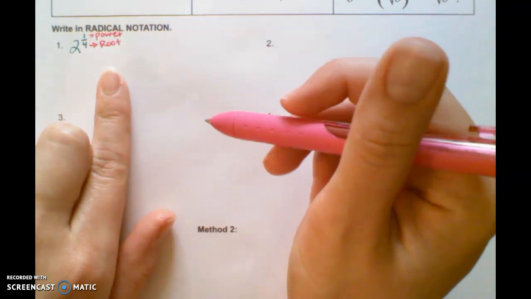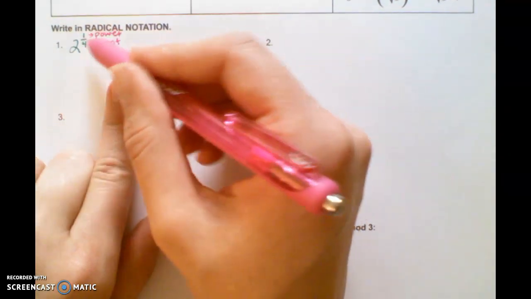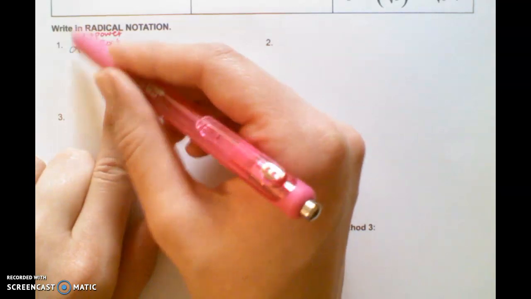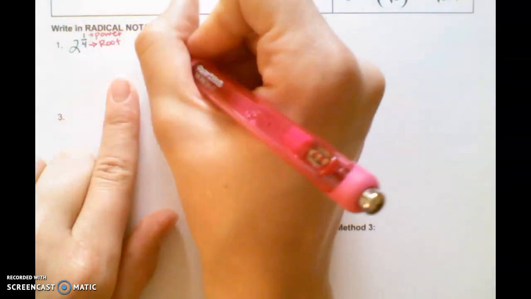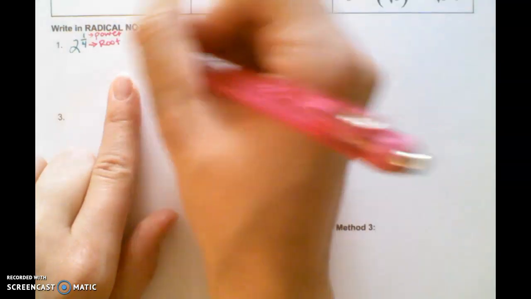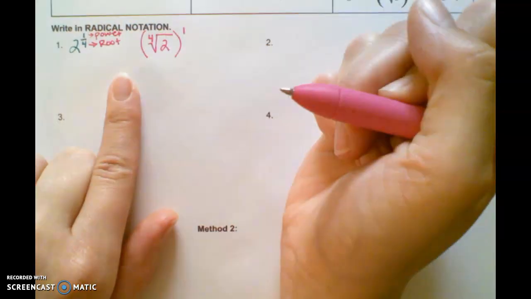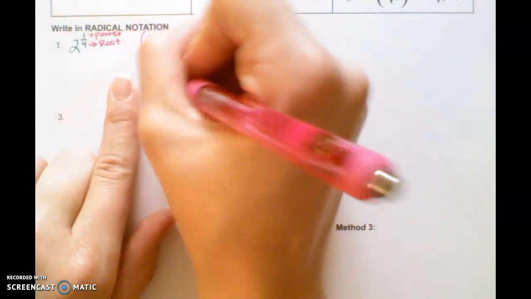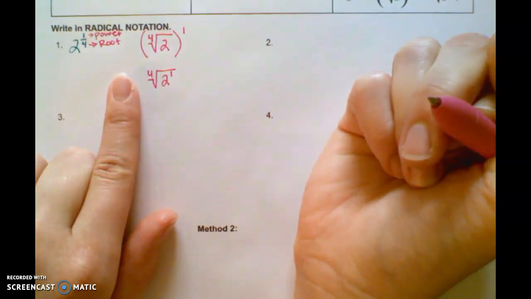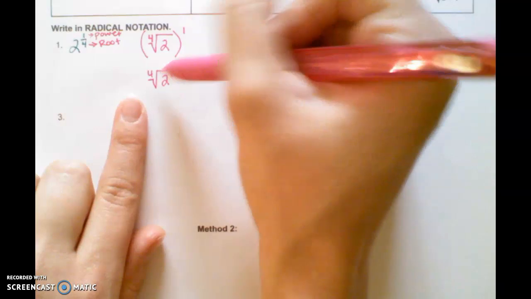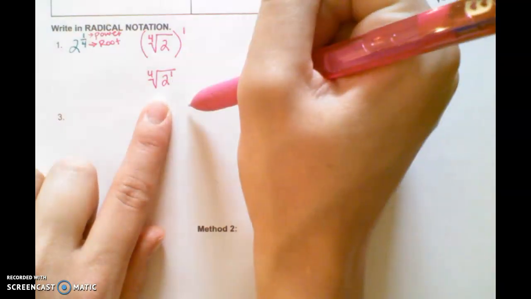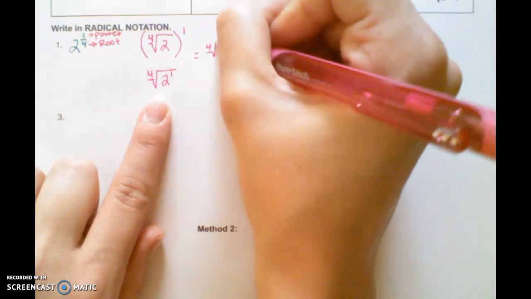So first, with the power outside, this tells us we're going to have the 4th root of 2 to the 1st power, because that is the root. So the 2 goes inside. That 4 is our root, a 4th root, and that power can go either on the outside or on the inside. So this is the 4th root of 2 to the 1st power, 4th root of 2 to the 1st power. Those are both our answers, but really when we have a 1st power, we don't have to write that. So these really just equal the 4th root of 2.